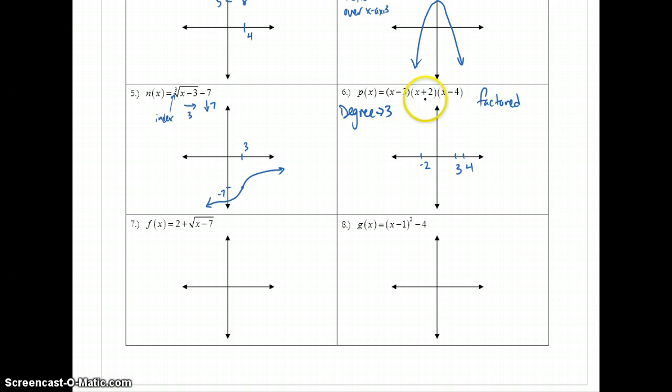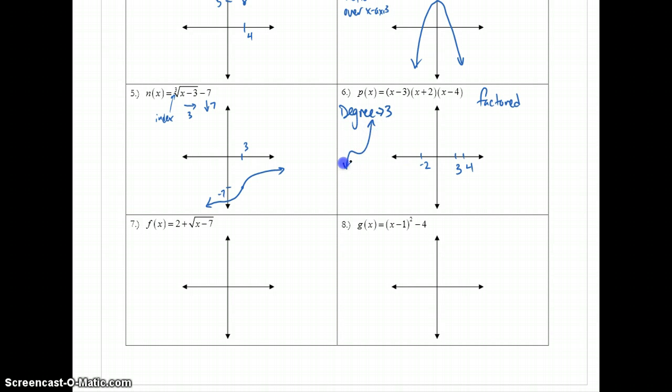Remember, the degree is what would happen if we multiplied it out, if we put it in standard form, what the highest exponent would be. And if you imagine multiplying these all out, you would have an x times an x times an x. There would be x cubed, which means that we are looking at an odd shape graph, or odd power graph.